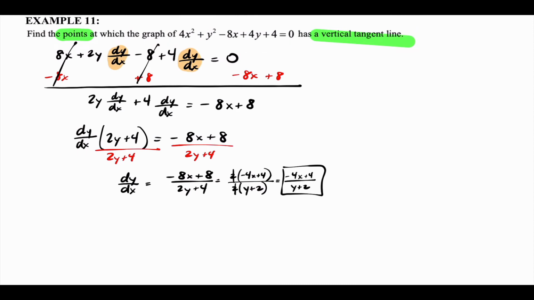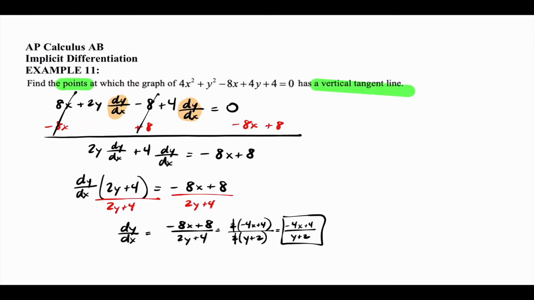How are we going to use it to answer the question, to give me points of the vertical tangent line? How are we going to use this guy to answer the question? We need points. I need an x, I need a y, at least 1 point, because it says points at which it has a vertical tangent line.